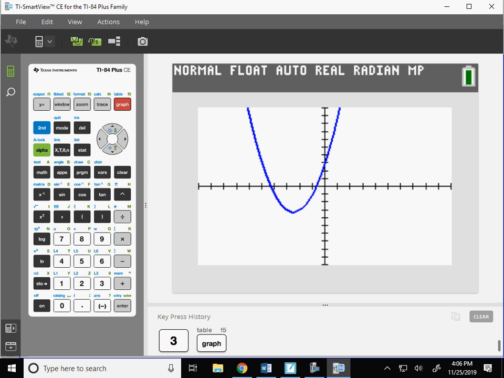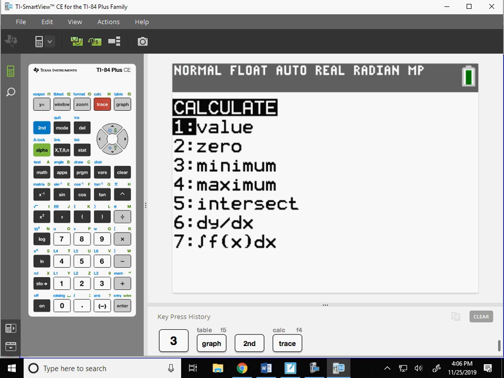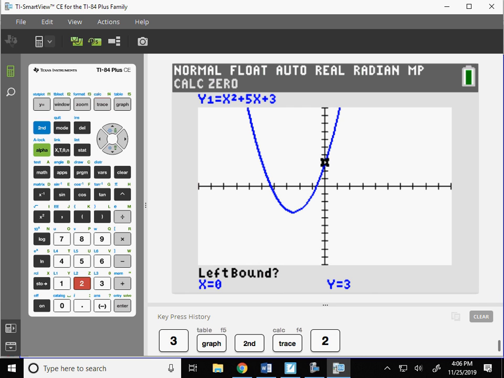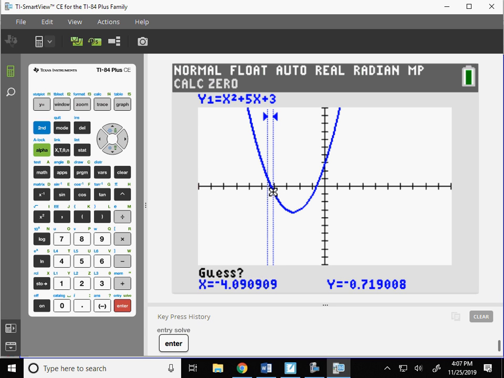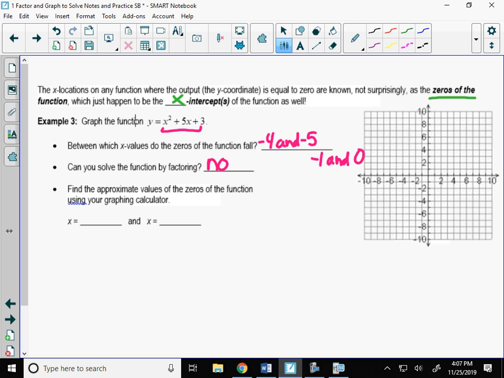We did this on our summer assignment, so hopefully you remember, or at least once I show you, you will remember. We're going to go to second trace, and we're going to trace number 2, which is the zero of the function, the x-intercept. So let's start on the one all the way over here on the left. This cursor, I need a left bound, which on this left guy is above the axis. You hit enter once. Now you need a right bound, so your cursor has to go on the other side of the x-axis. Hit enter, and then guess. That is a negative 4.303. Let's go to 3 decimal points.